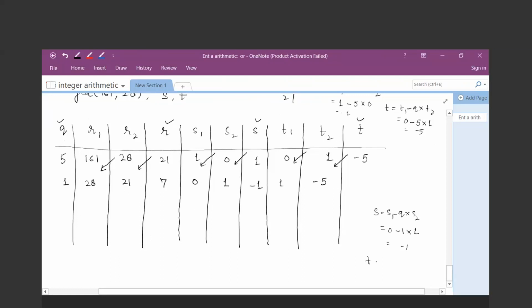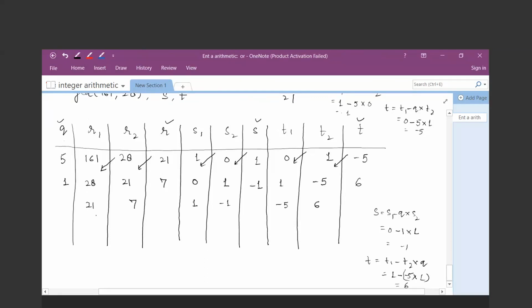Again the value of T: T1 minus T2 into Q. The value of T1 is 1, the value of T2 is 5 and the value of Q is 1. So the answer is 6. Again the left directional change. So 21 and 7 over there. Here it is 1 and minus 1. Here it is minus 5 and 6.